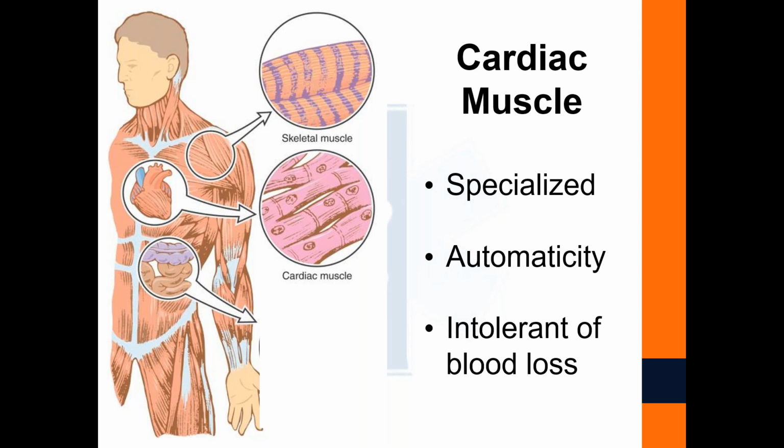Next, we're going to talk about some involuntary muscle. The involuntary muscle we're speaking of right now is cardiac muscle. Cardiac muscles are an even more specialized part of involuntary muscle. Cardiac muscles have what's called automaticity. Every single muscle cell in your heart can generate its own impulse to beat and to contract.